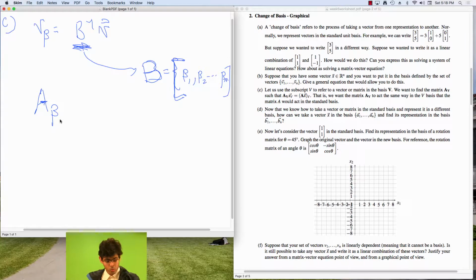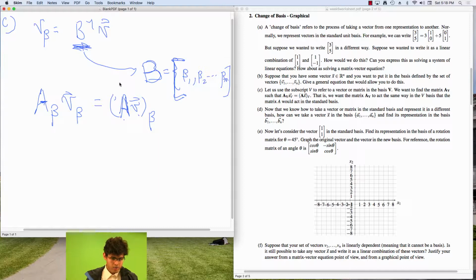In general, we want one property to hold, and that property is that A_beta times v_beta should be equal to (A times v) in beta. So what am I trying to say here? All I'm trying to say is that if I multiply any vector by that matrix, and then take that into the basis beta, that should be equivalent to doing that whole computation in the basis beta in the first place.